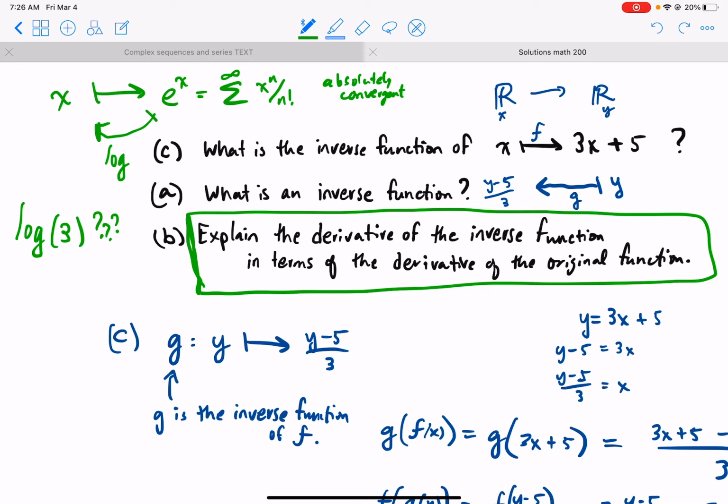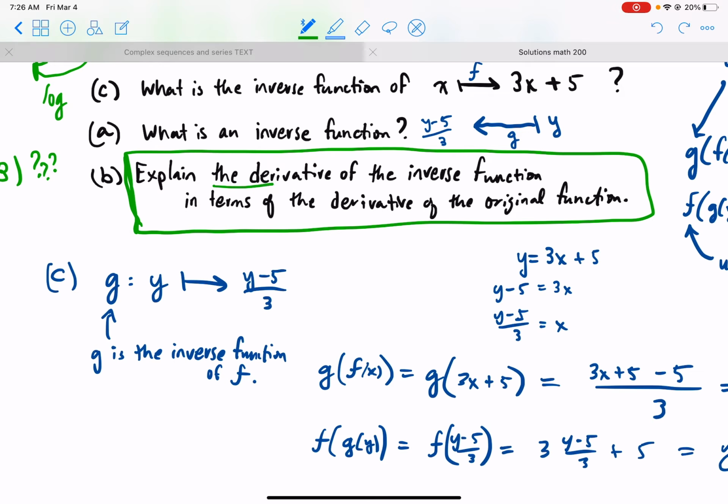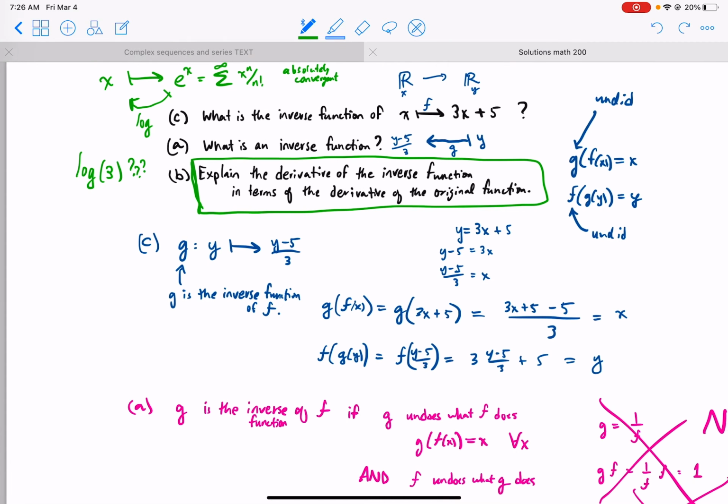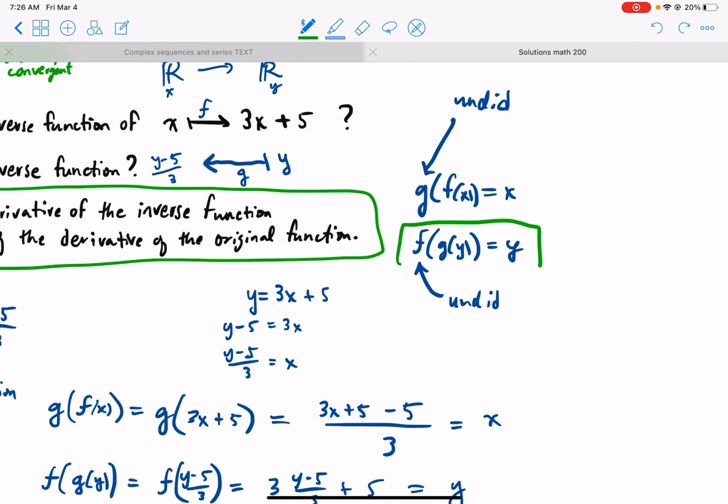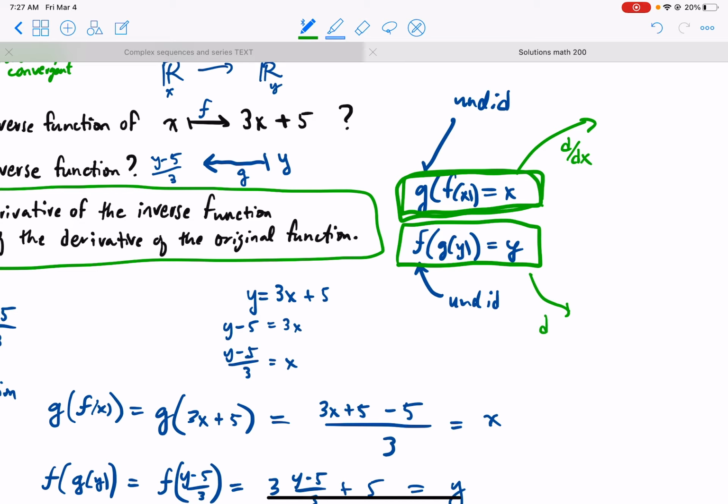So let's see. Explain the derivative of the inverse function in terms of the derivative of the original function. Well, that's a lot of words. I don't know what that means. So let's try to figure it out. We're going to look at these equations. Okay? In particular, let's apply d dx to this equation here. And let's apply d dy to this equation.